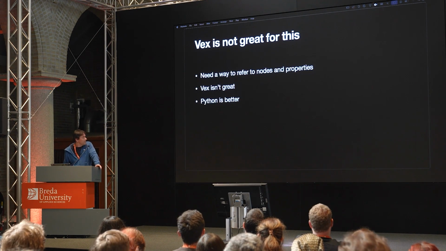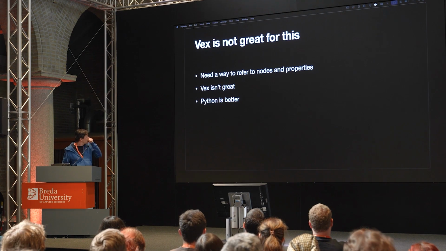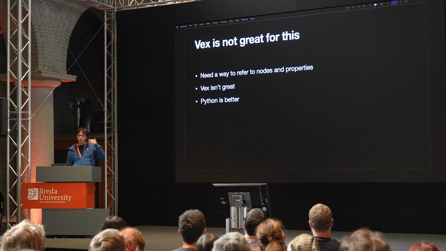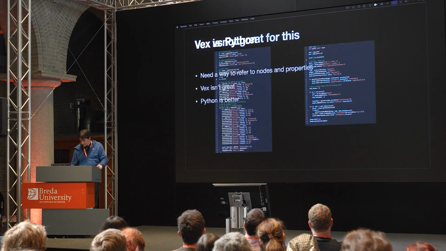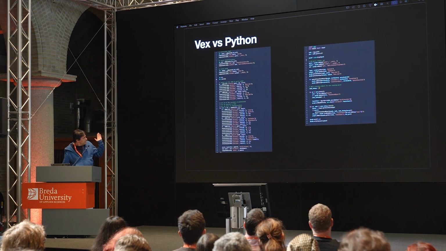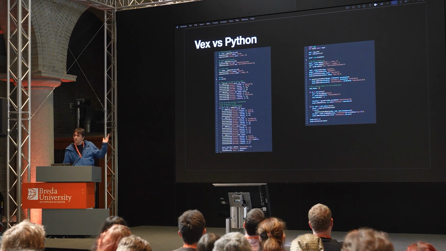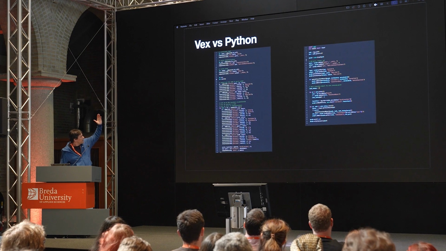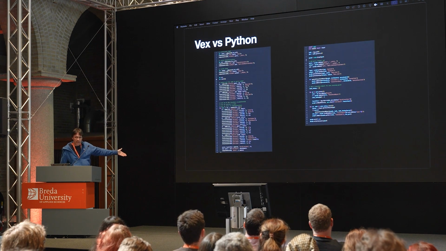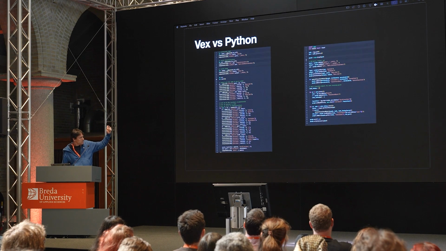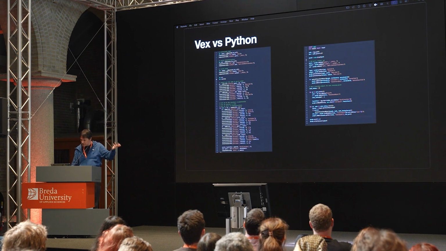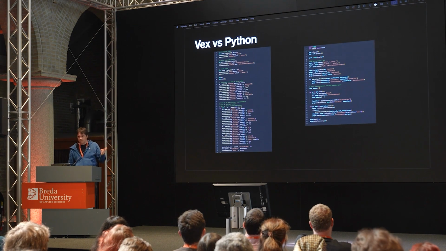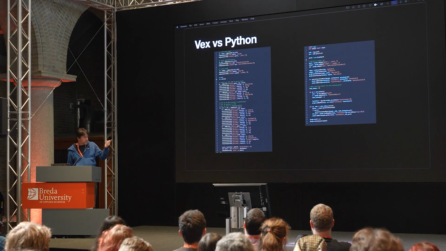So, as I said, Vex is not great for this. So we need a way to refer to nodes and properties. Vex isn't great for that, but Python is really good for that. So this is doing the same thing. So don't worry about the actual thing. You can't read it on the screen anyway, but you can see that Vex is quite long and complicated and lots of repeated boilerplate. But doing it in Python, it's shorter, cleaner, more elegant. So that's not bad. But Side Effects figured that they could go one better.